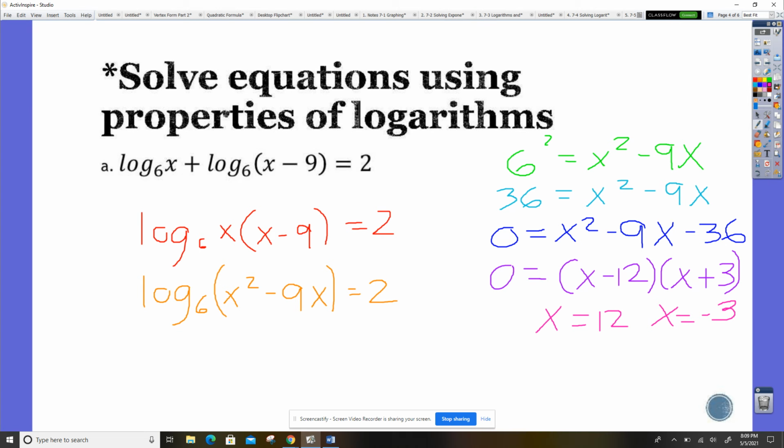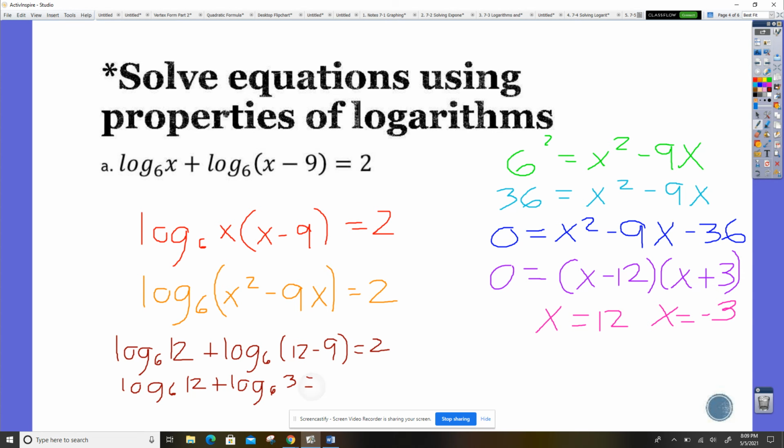But just like before when we were solving logs, we always have to check our answer. So I have to plug both of those back in to make sure that they work. Okay, so the first one I'm going to plug in is 12. So that gives me log base 6 of 12 plus log base 6 of 12 minus 9 is equal to 2. 12 minus 9 gives me 3. So I have log base 6 of 12 plus log base 6 of 3 equal to 2. Again, I can use those properties that we talked about yesterday, which means I'm going to multiply.